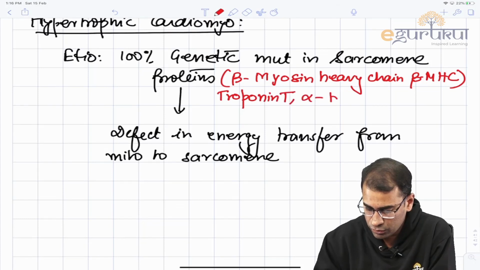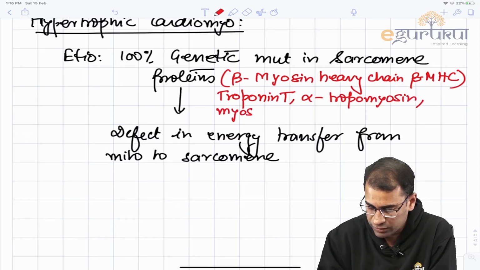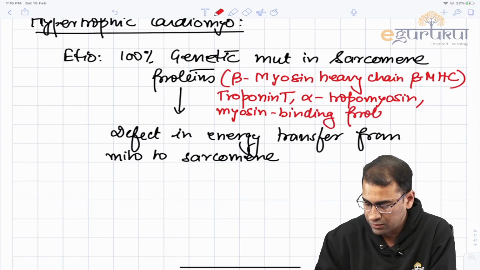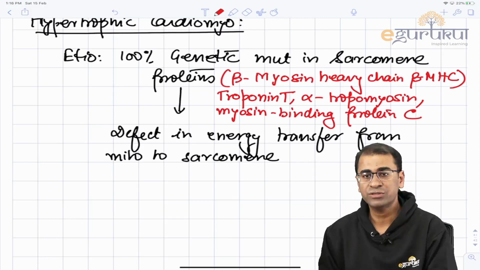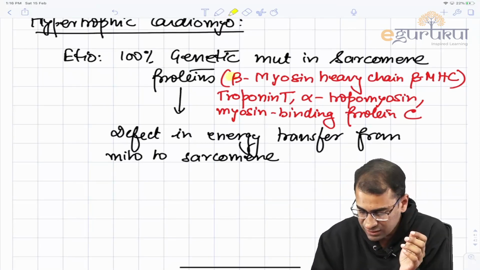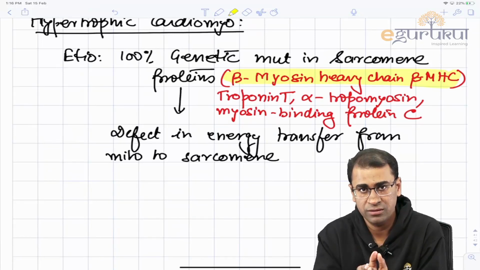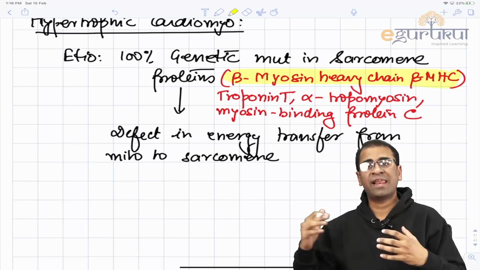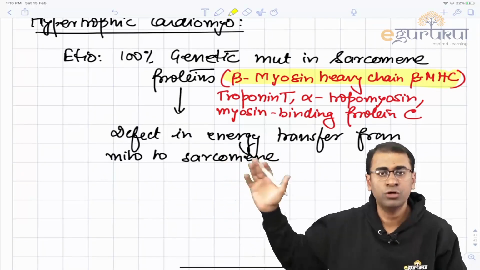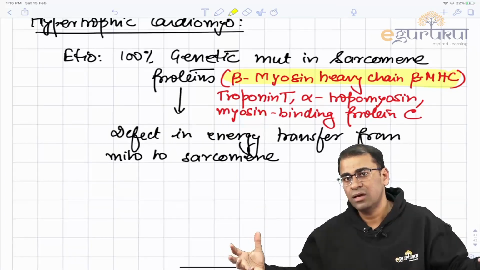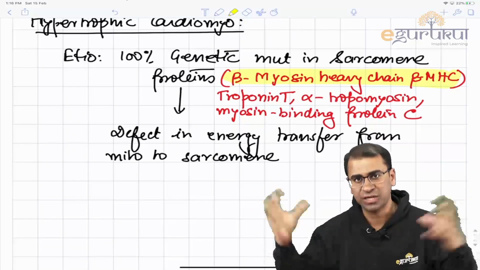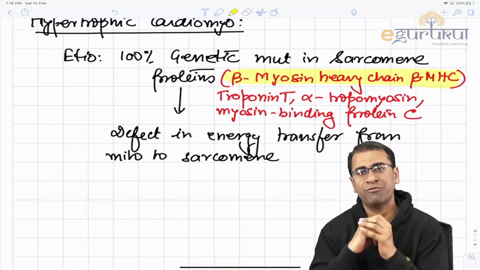it can be alpha tropomyosin, and it can be myosin binding protein C. But having said this, the most common is beta myosin heavy chain. So because of this, the energy is not transferred properly from the mitochondria to the sarcomere. So the sarcomere cannot contract. Ultimately, because of application of more and more pressure, it causes global hypertrophy in the myocardium.